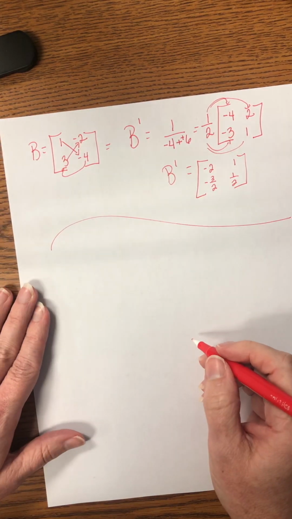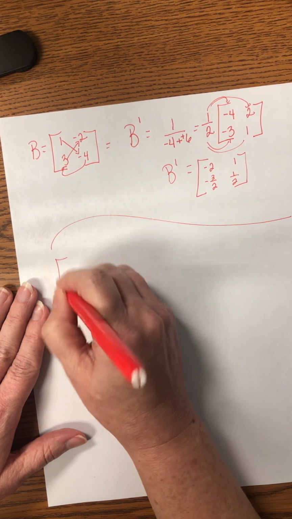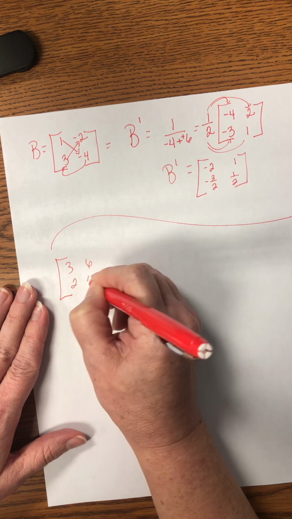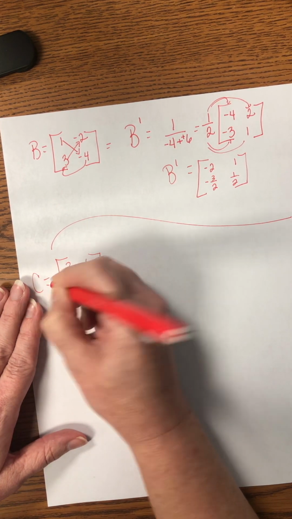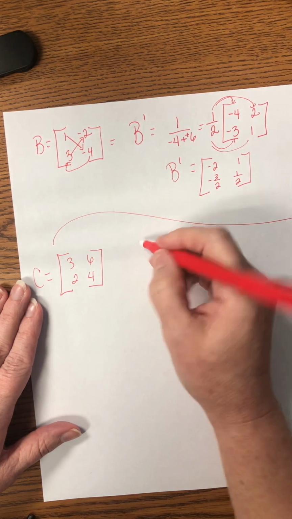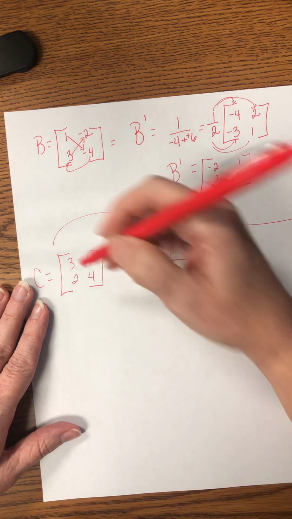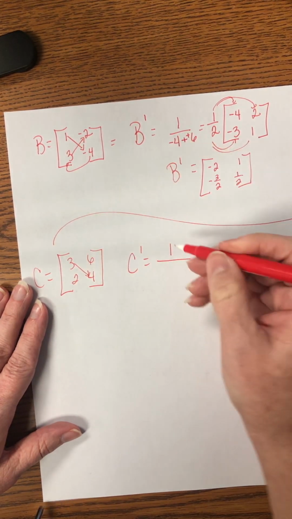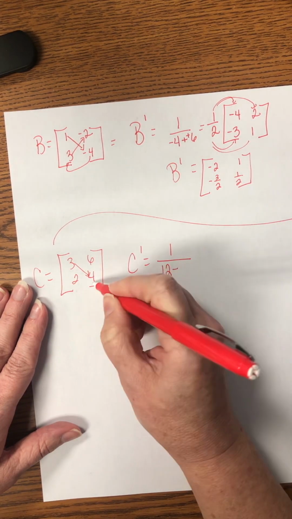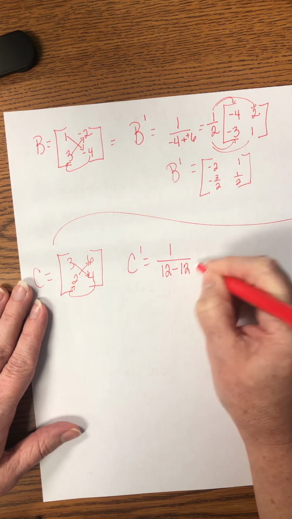Now, if we take this next matrix, let's see, 3, 6, 2, and 4, we'll call this one matrix C. Okay, so let's find the inverse of matrix C. First, we need to find the determinant. So I'm going to multiply my main diagonal. 3 times 4 is 12. Then loop around and multiply this diagonal. 2 times 6 is 12.